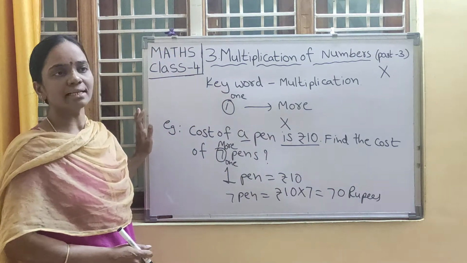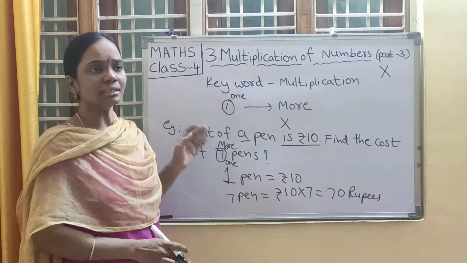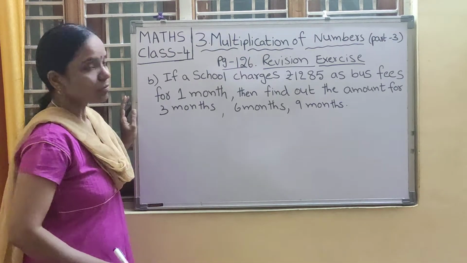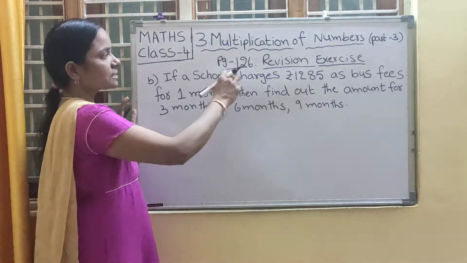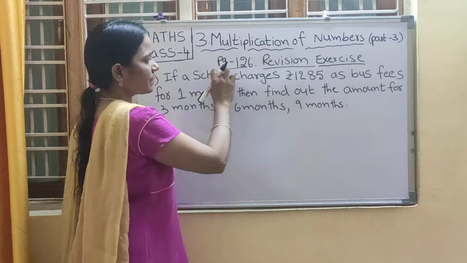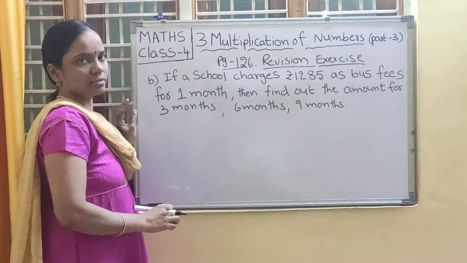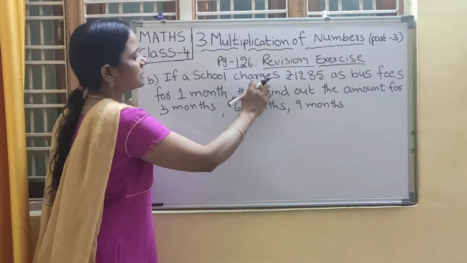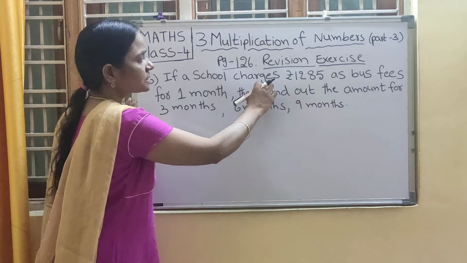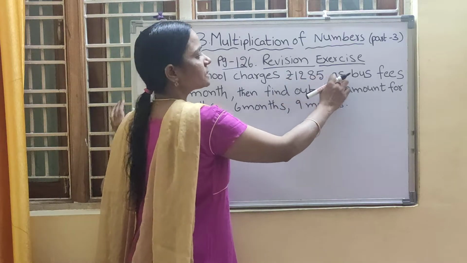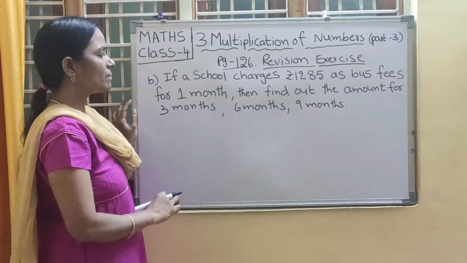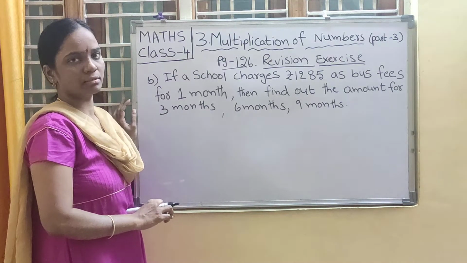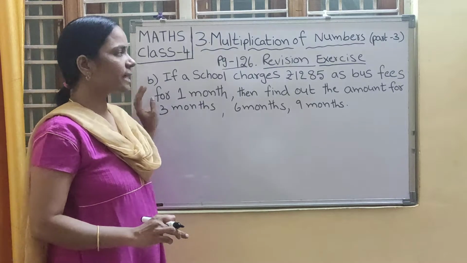Now I am going to take our textbook word problems, children. Yes. Now look at this word problem, children. This is from the revision exercise, page number 126. So what is the word problem? Read everyone. If a school charges 1285 rupees as bus fees for 1 month, then find out the amount for 3 months, 6 months and 9 months. So this is the problem they have given.